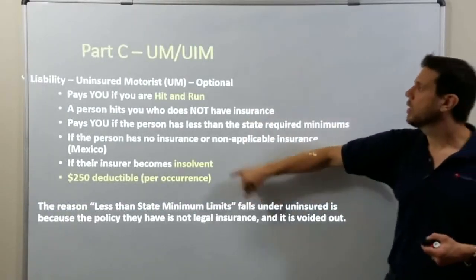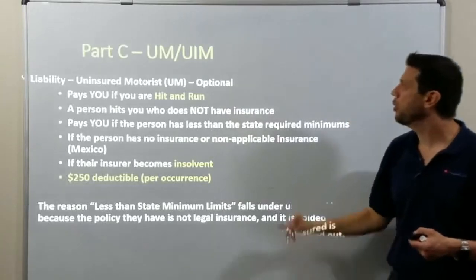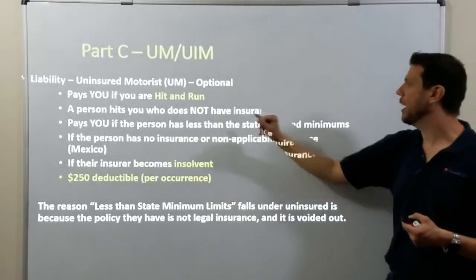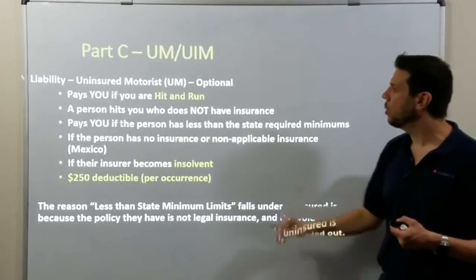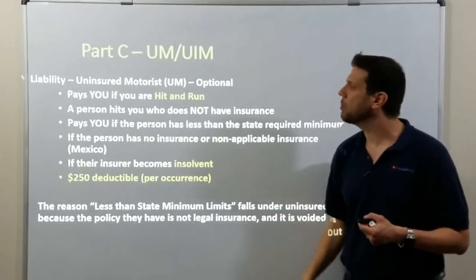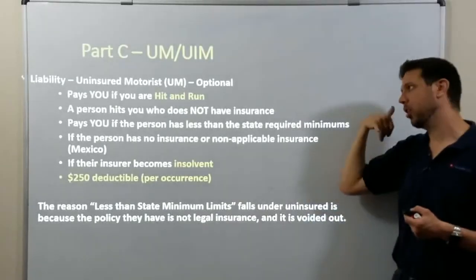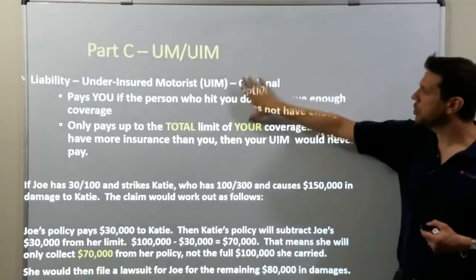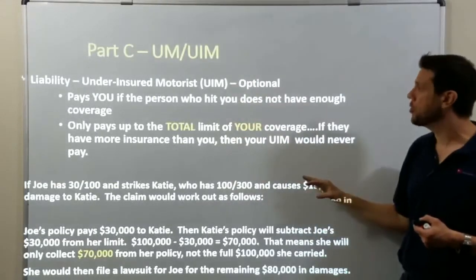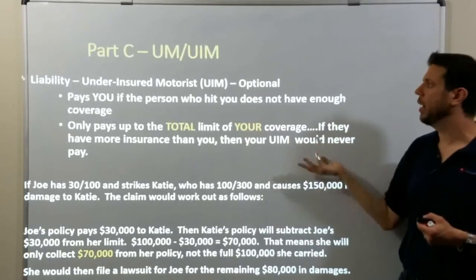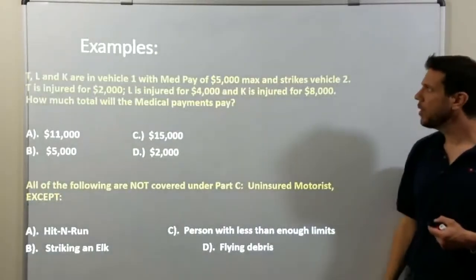Uninsured motorist, if you are hit and run. Uninsured motorist, if they don't have insurance, or they have less than the state minimum limits, or if their insurance company is insolvent, bankrupt. There is a $250 deductible for uninsured motorists, and you have to call the cops. Underinsured motorist is if they don't have enough insurance. It'll pay up to the limit that you purchased.